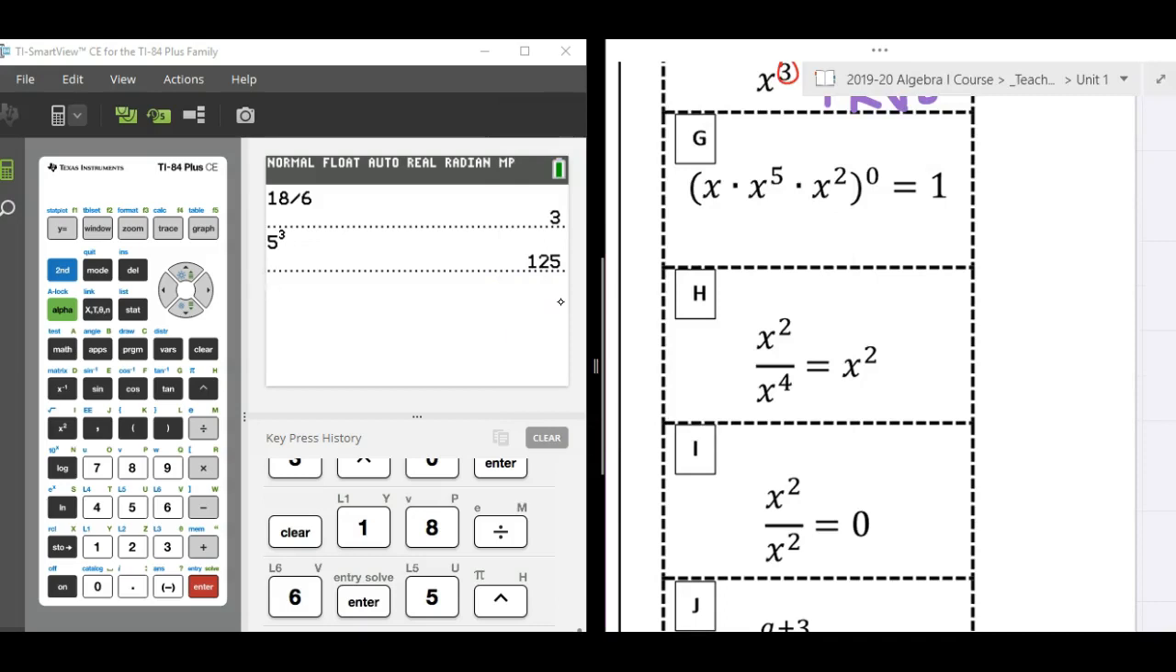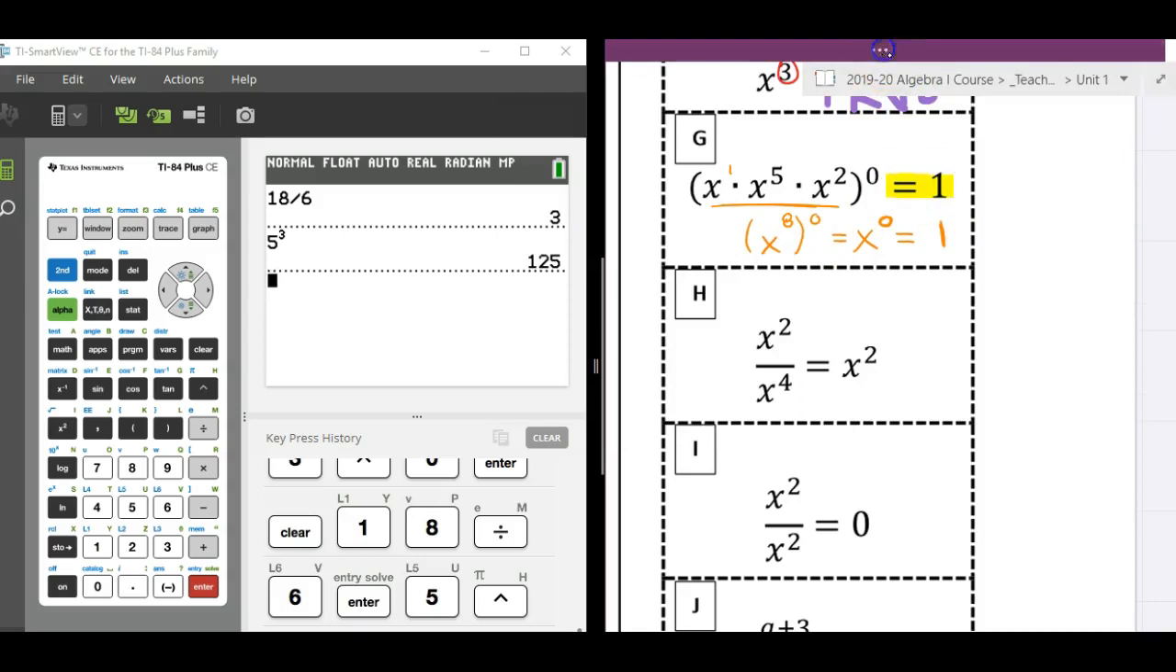Alright, we need to simplify inside parentheses before raising it to the exponent of 0. We have x times x to the 5th times x squared. 1 plus 5 plus 2 is 8. Now, we multiply 8 times 0 and get 0. X to the 0 is equal to 1. G is true.